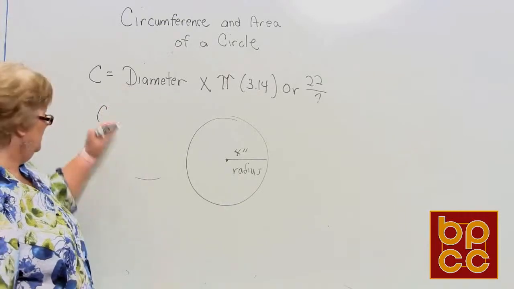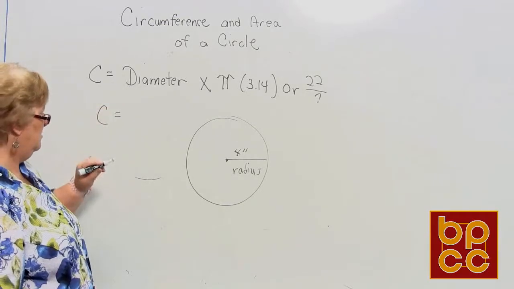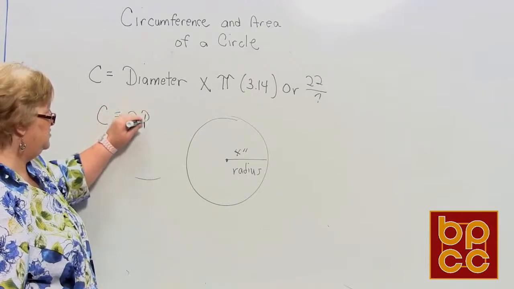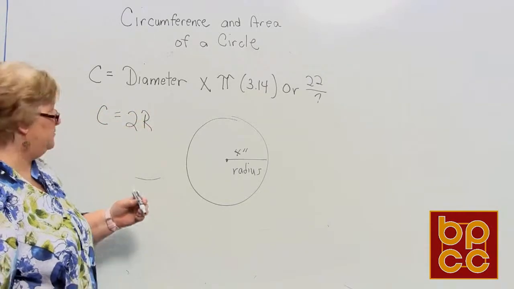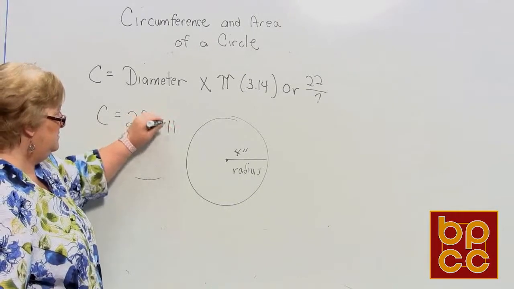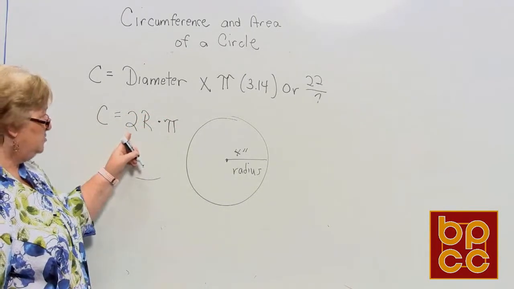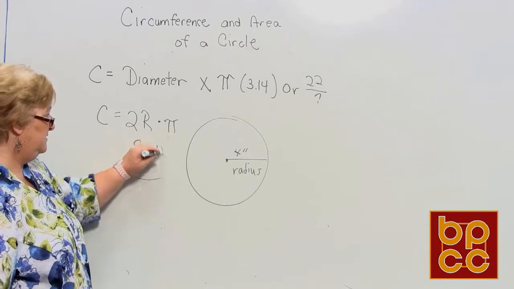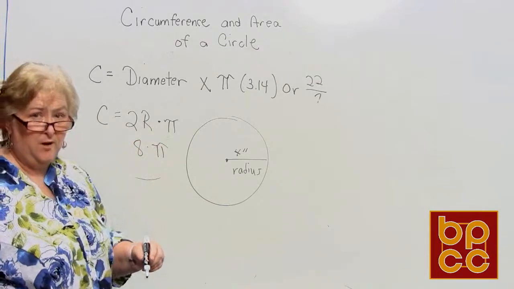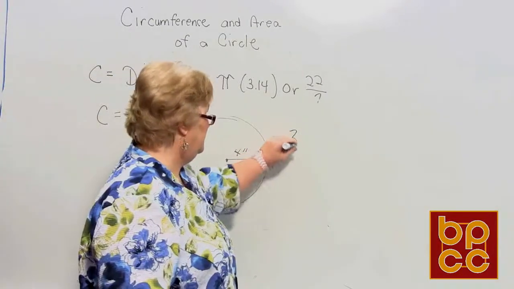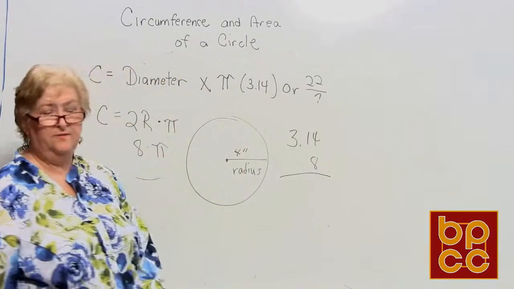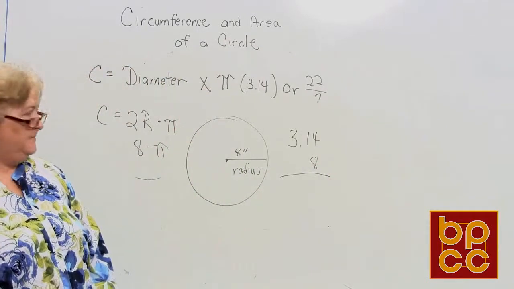So in this particular case, if the radius were 4 inches, the formula is going to be not diameter times pi. The circumference is going to be 2 times the radius, which is equal to the diameter, times pi. So 2 times 4 is 8, and 8 times pi is back where we started, which is 3.14 times 8, and then multiply as we have done, okay?